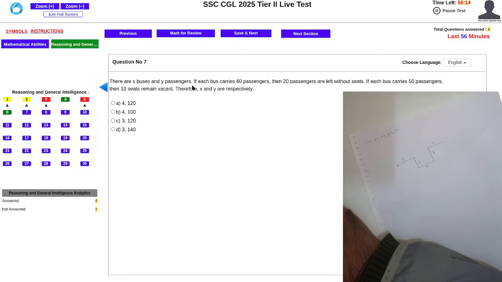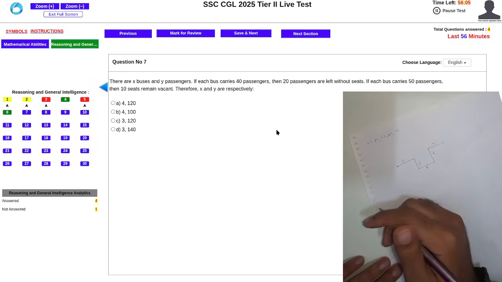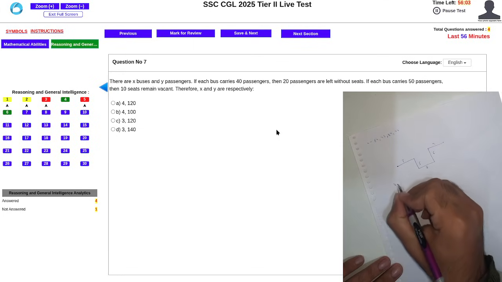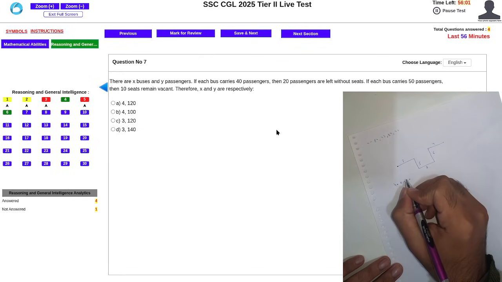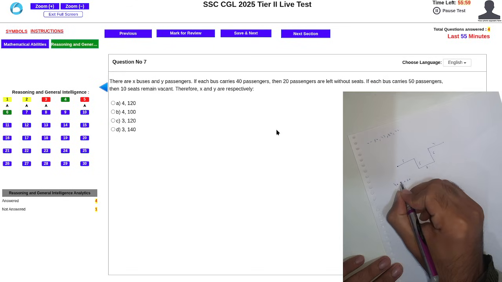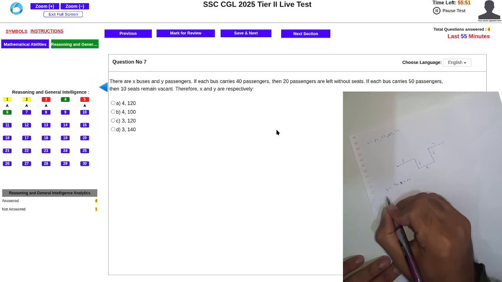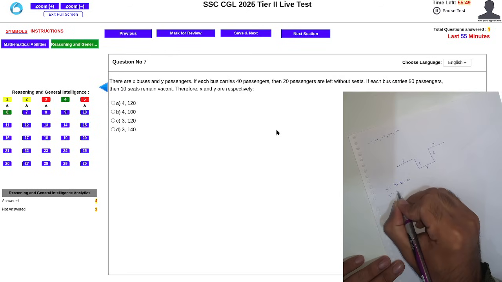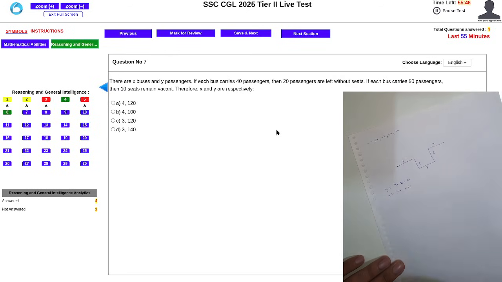There are some passengers. If each bus carries 40 passengers, then 20 passengers are left without seats. Each bus carries 40x plus 20. If each bus carries 50 passengers, then 10 seats remain vacant. So y is equal to 50x plus 10.